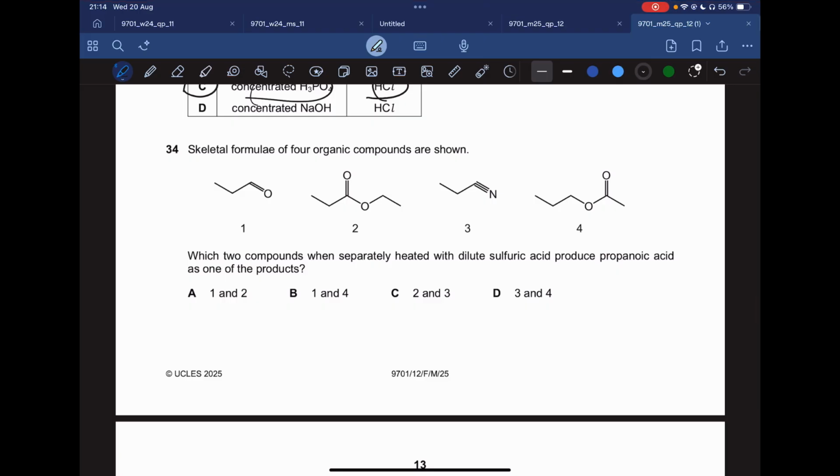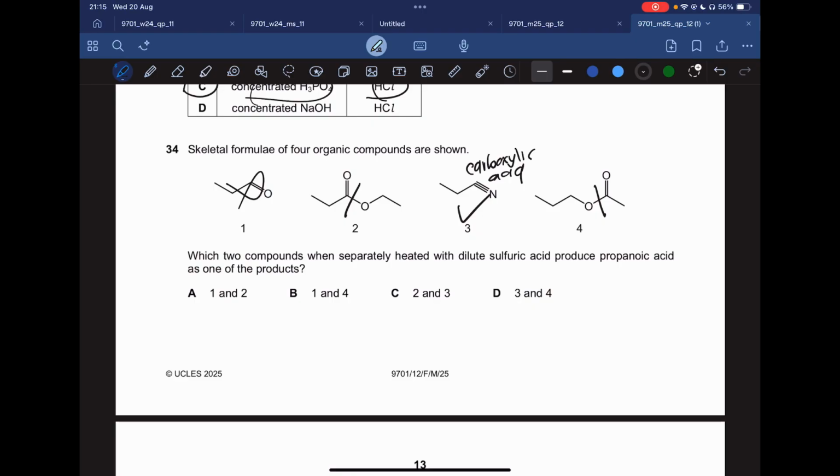Okay. Skeletal formulas of 4 organic compounds are shown. What happens when you heat them with dilute sulfuric acid? Which ones will produce propanoic acid? Okay, so it won't do anything with your aldehyde. With an ester, it will break. With your nitrile, it can form a carboxylic acid. That's one of the reactions. So it will indeed form propanoic acid. And here, it will also break. But we need to decide what forms propanoic acid.